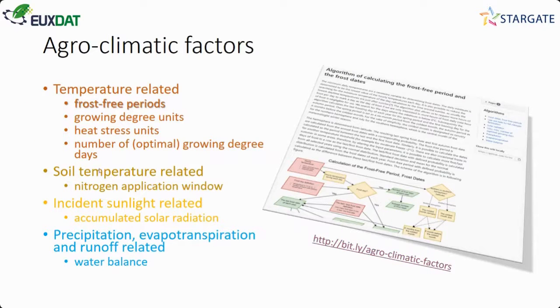Here you can see on the slide, I divided the factors into 4 different groups: related to temperature, to soil temperature, which is a bit different than air temperature for sure, to sunlight, and to water cycle.